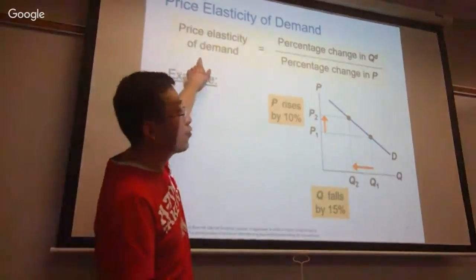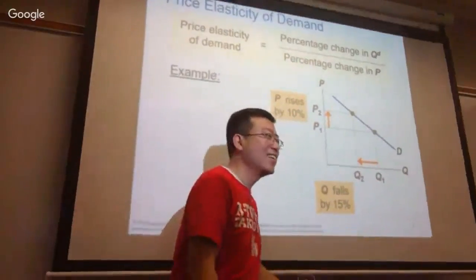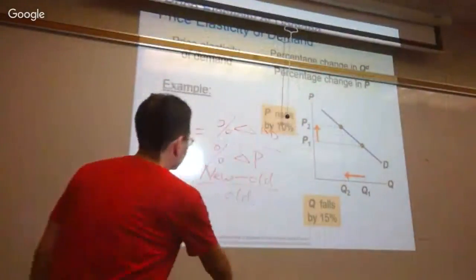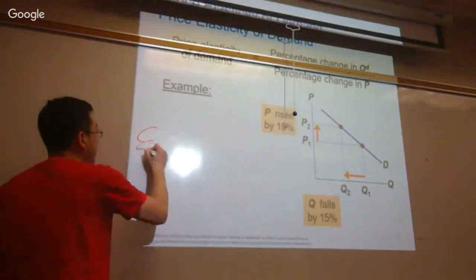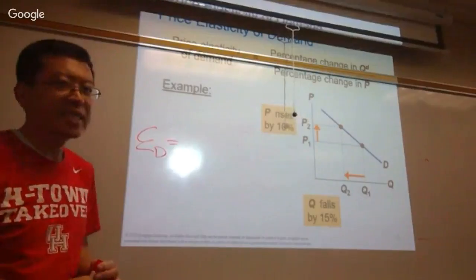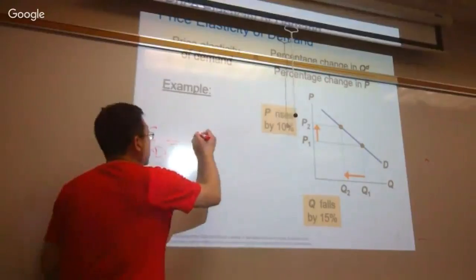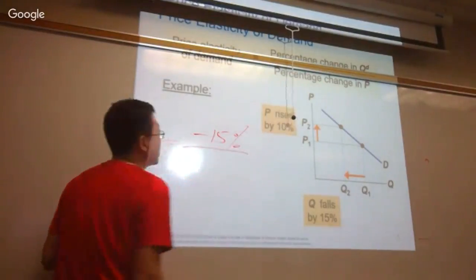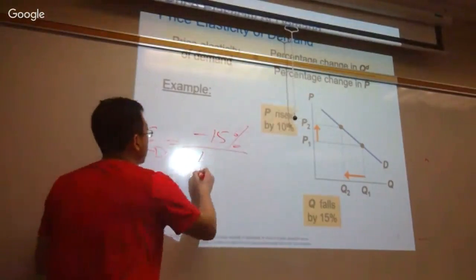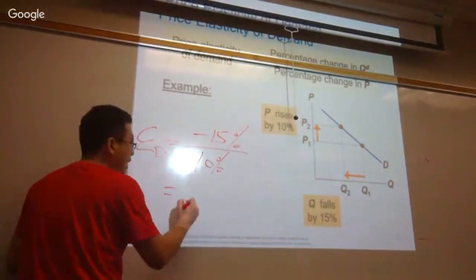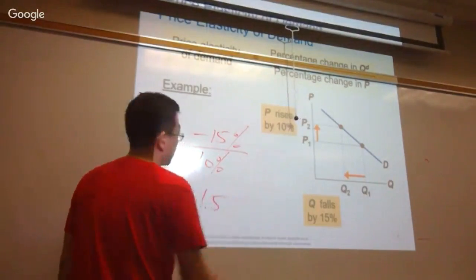No, just for the elasticity for demand. Why positive? Well, let's take a look. All right, so for elasticity for demand, we do the quantity change on top, and the quantity change says it goes down by 15%, right? So it will be a negative 15%, and then divided by the price change, which goes up by 10%. That's a positive 10%. So negative 15 divided by positive 10. Is my answer positive or negative? Negative. It's a negative 1.5, right?